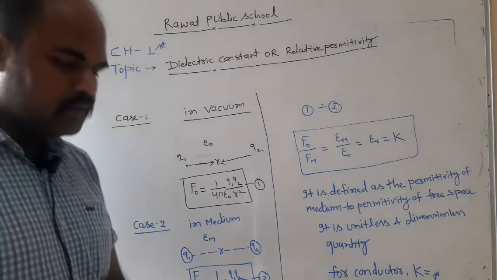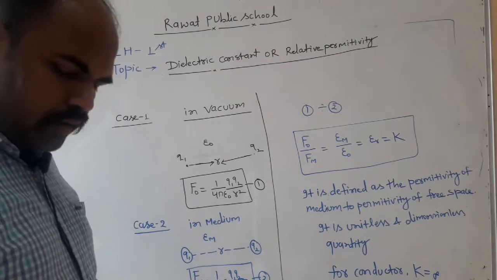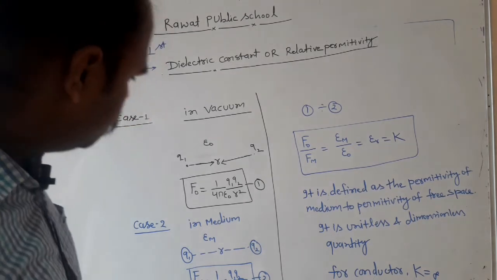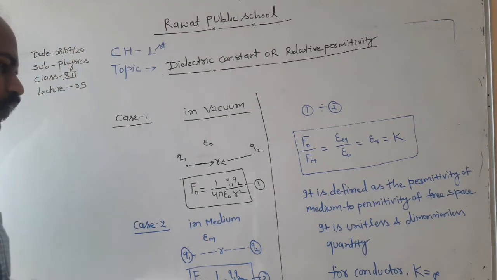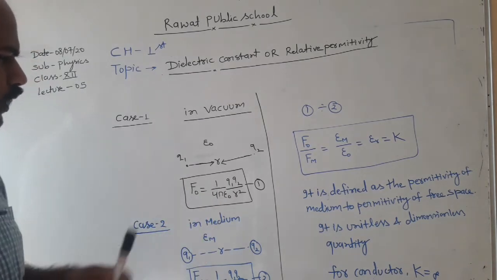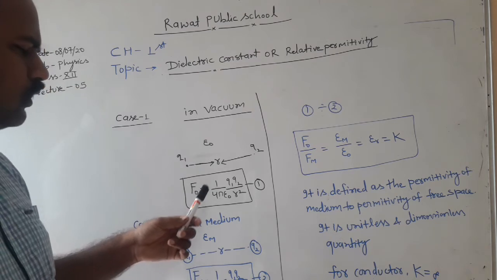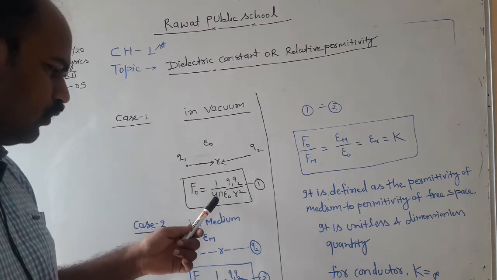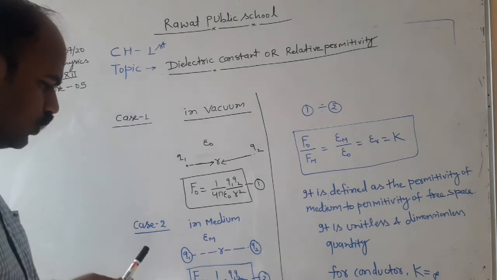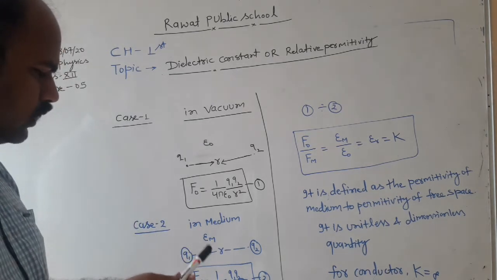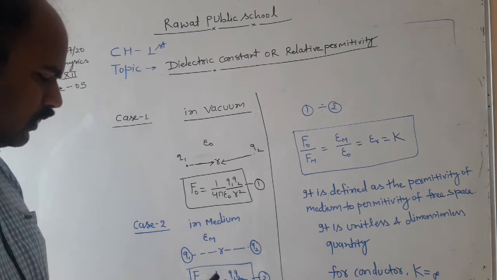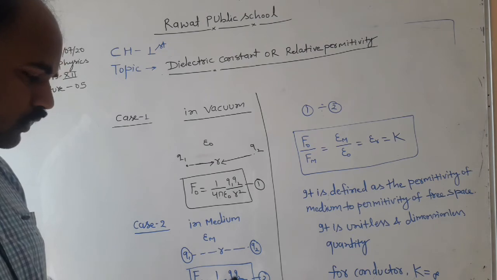Next topic is dielectric constant or relative permittivity. So we have to take two cases. Case 1, when charges Q1 and Q2 are placed in vacuum, separation is R. In vacuum, force is F naught and is given by 1 by 4 pi epsilon naught Q1 Q2 by R square. This is our first equation. And in case 2, when Q1 and Q2 are placed in any medium, separation remains constant. So Fm, the force in medium, is 1 by 4 pi Em Q1 Q2 by R square.